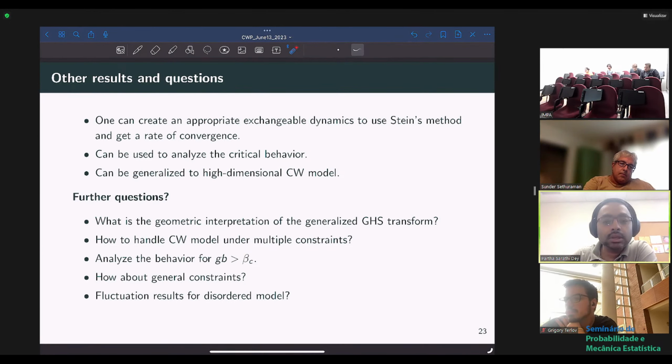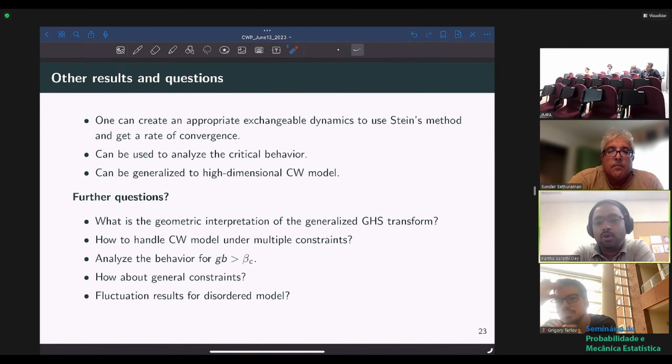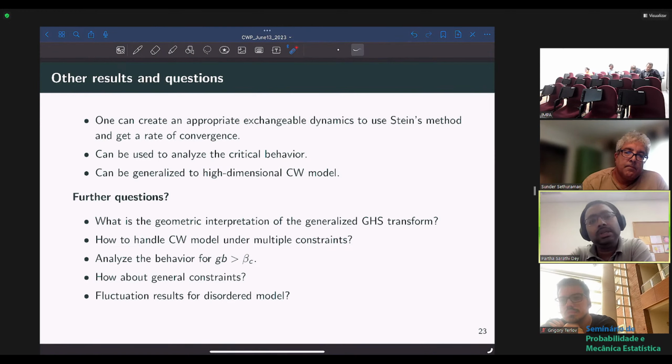Okay, so there's a question about the rate of convergence. The total variation distance in the classical case cannot be done because the original model is discrete. The rate of convergence in the Wasserstein distance is 1 over root n. In the Kolmogorov-Smirnov distance it is also 1 over root n. And one can actually also get a lower bound in the classical Curie-Weiss case.